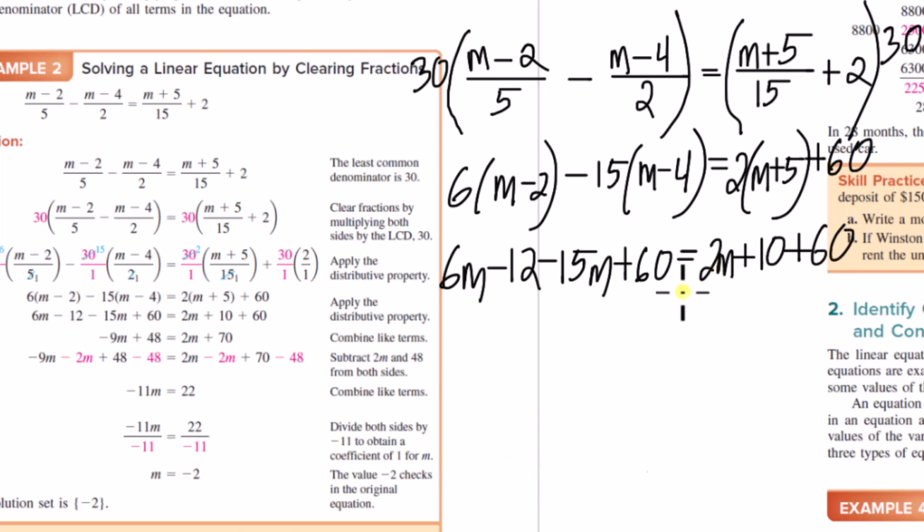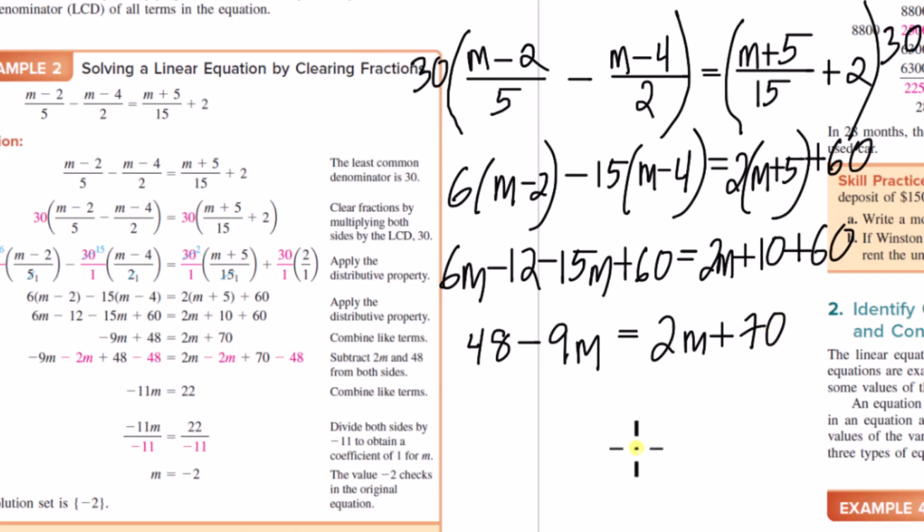Now let's continue to simplify and combine like terms. Minus 12 plus 60 is going to be positive 48. 6m minus 15m is going to be minus 9m. Then we're going to have 2m plus 70.